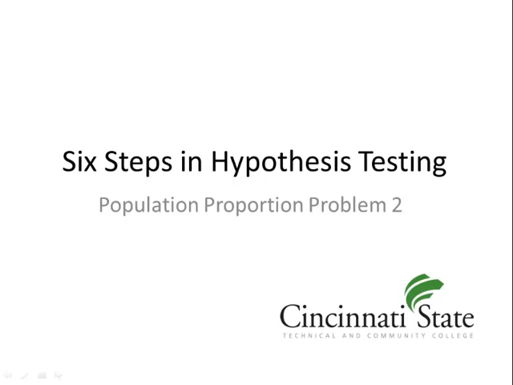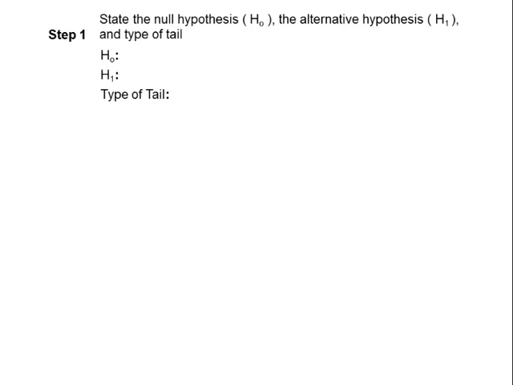6 steps in hypothesis testing, population proportion, problem 2. Let's first recall the outline for the 6 steps. Step number 1, we state the null and the alternative and type a tail. Number 2, we state the level of significance, the alpha level.